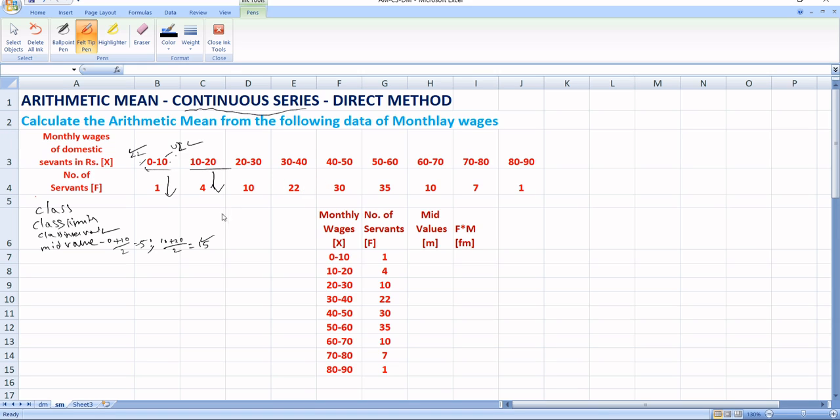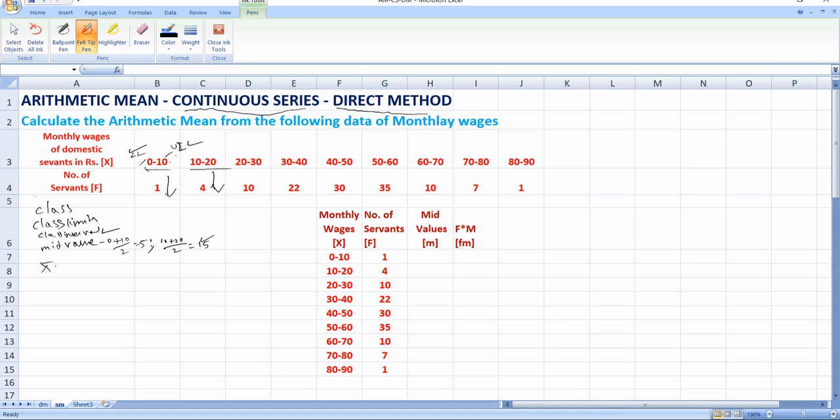Okay my dear students, now let us discuss the problem. In continuous series we are going to discuss the direct method. What is direct method? Pratyaksha paddhati. And let me discuss the formula for this.